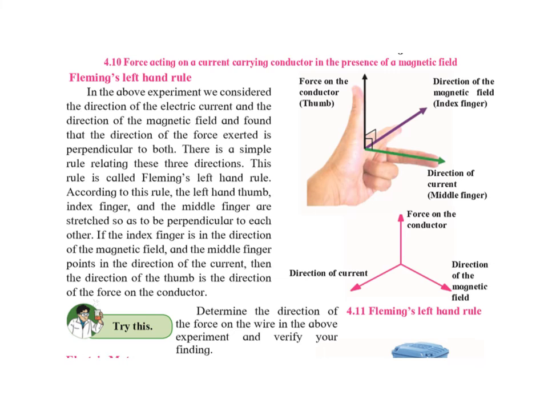There is a simple rule that is related to all these three directions. This rule is called Fleming's left hand rule. According to this rule, the left hand thumb, index finger and the middle finger are stretched in such a way that they are perpendicular to each other. If the index finger is the direction of the magnetic field and the middle finger points to the direction of the current, then the direction of the thumb is the direction of the force on the conductor.